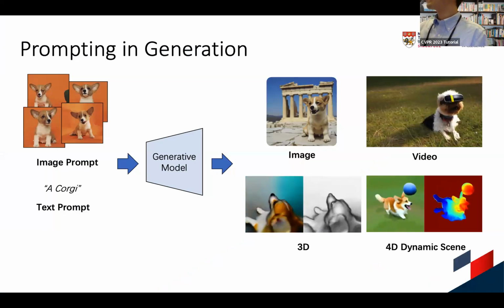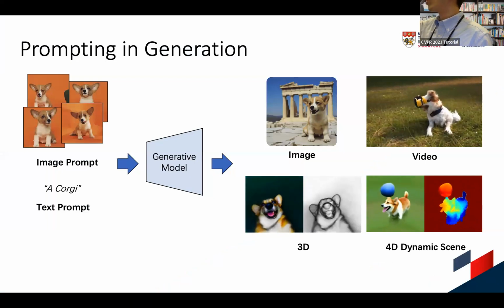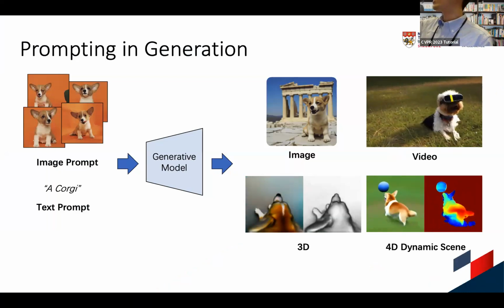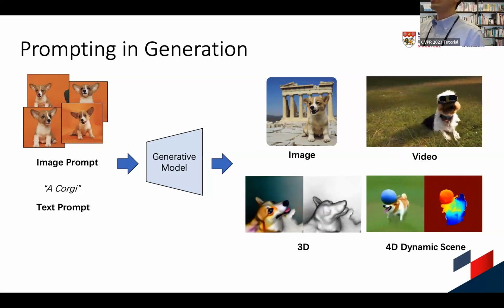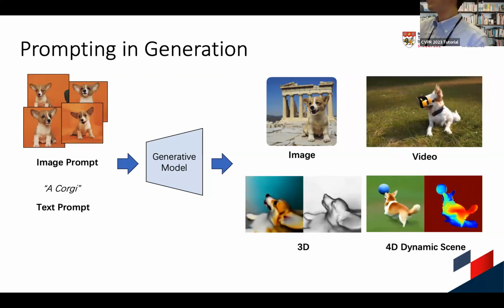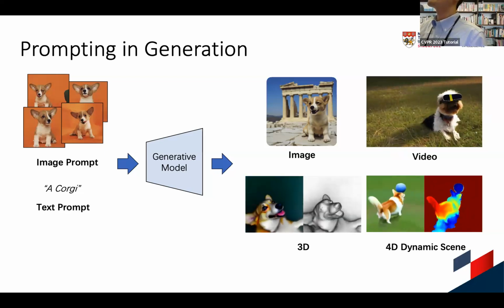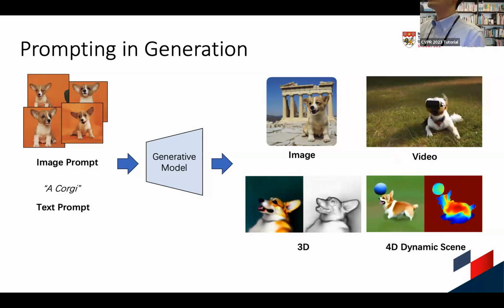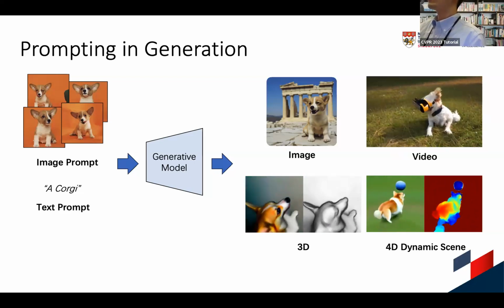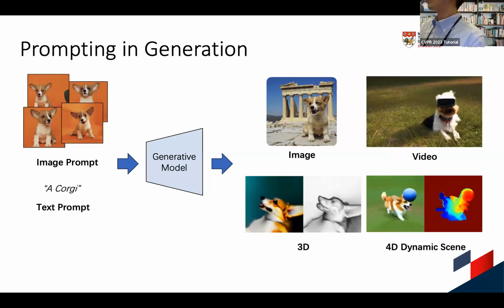Actually, prompting has done a lot of different jobs in generation. You can see generative models can work for images, videos, 3D, and even 4D recently, right? And prompts can take different forms. The most popular form is the text prompt, like this one here, a different kind of fancy dog. Prompts can also take different forms like images or even masks or even sketches, right? In the context of generative models, we are also covering how we can convert different forms of images, sketches, masks into these continuous prompts. So this is an overview of prompting in generation.